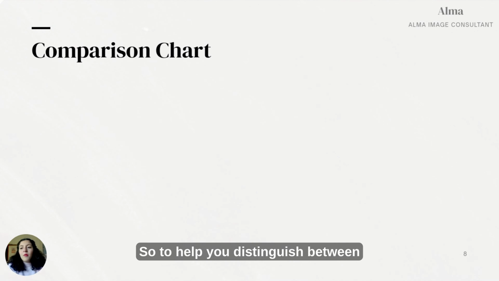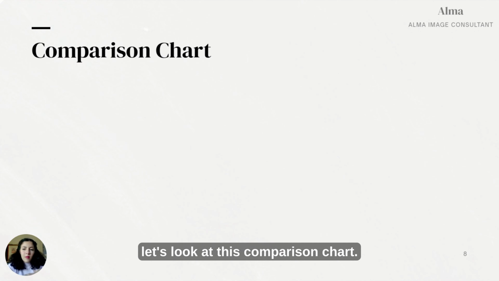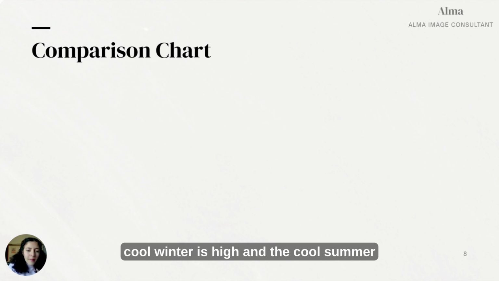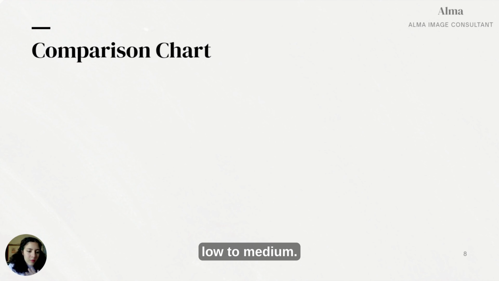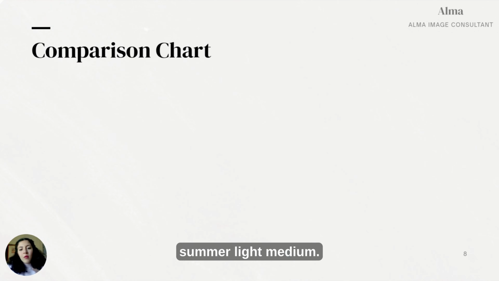So, to help you distinguish between them at a glance, let's look at this comparison chart. The contrast: the true winter is at its maximum, the cool winter is high, and the cool summer low to medium. So this is the main difference. In the value, a true winter is very deep, a cool winter medium, and a cool summer light medium.